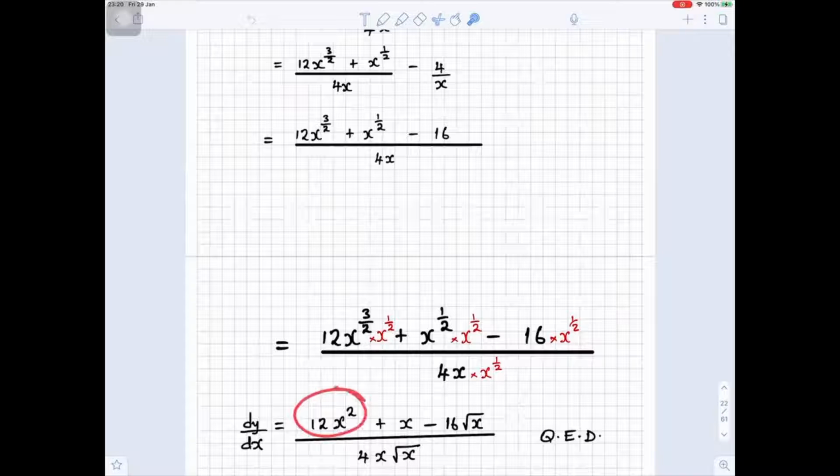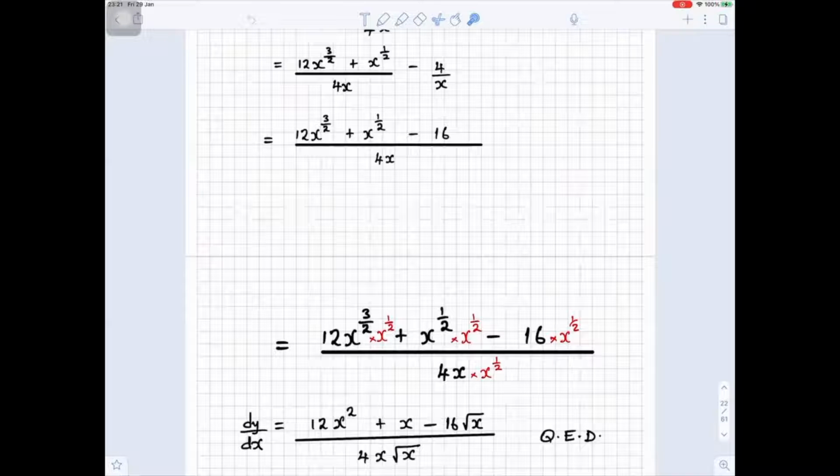We want to get 12x squared. What do we times 3 over 2 by to get x squared? If we times by x to the half for all of them, we will multiply 12x to the 3 over 2 times x to the half, plus x to the half times x to the half, minus 16 times x to the half, over 4x times x to the half. So we times all of them by x to the power half. It keeps everything the same. It hasn't made a big change.